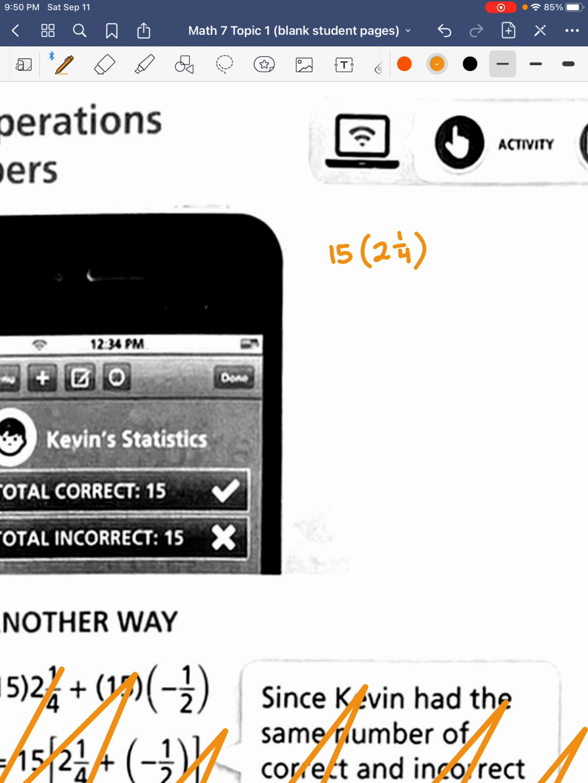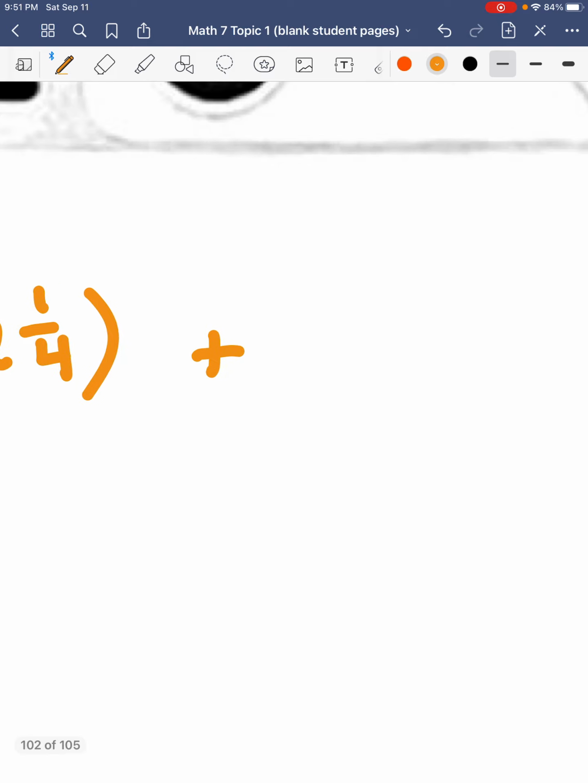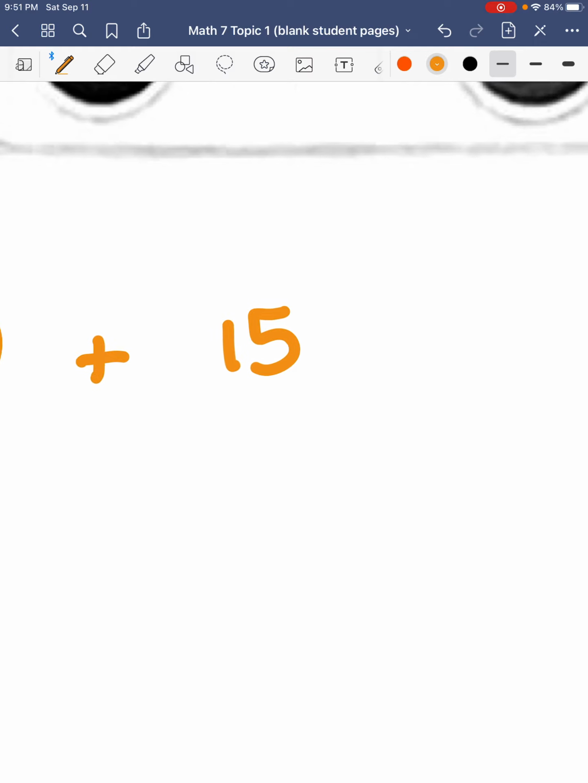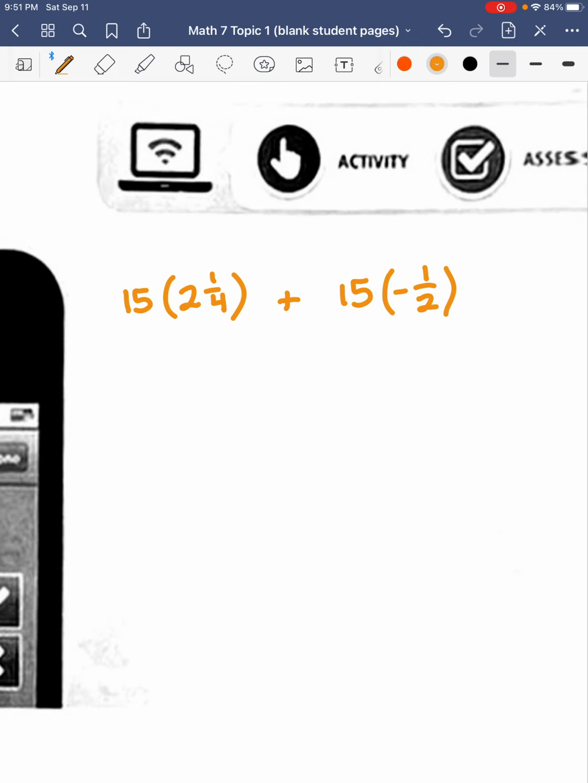Now, he also answered 15 questions incorrectly, and he lost 1/2 point for each of those. So we're going to add to this another multiplication expression where we multiply the number of questions he answered incorrectly with the number of points that he lost for each one of those incorrect answers. And now we're just going to solve this piece by piece.